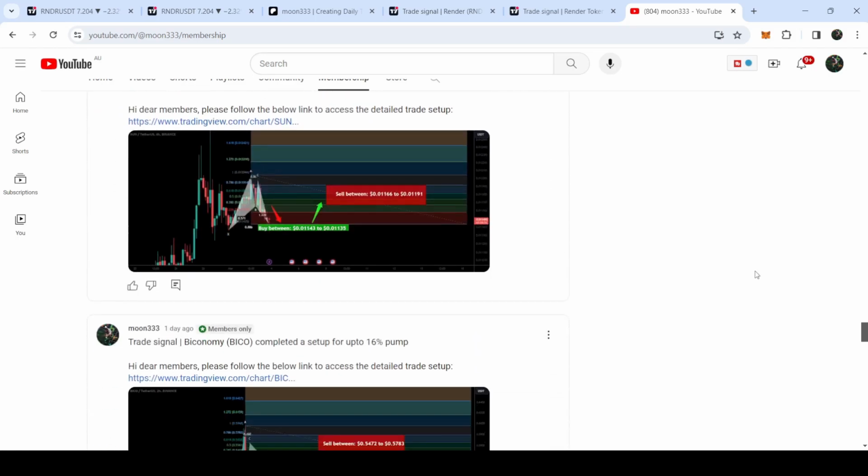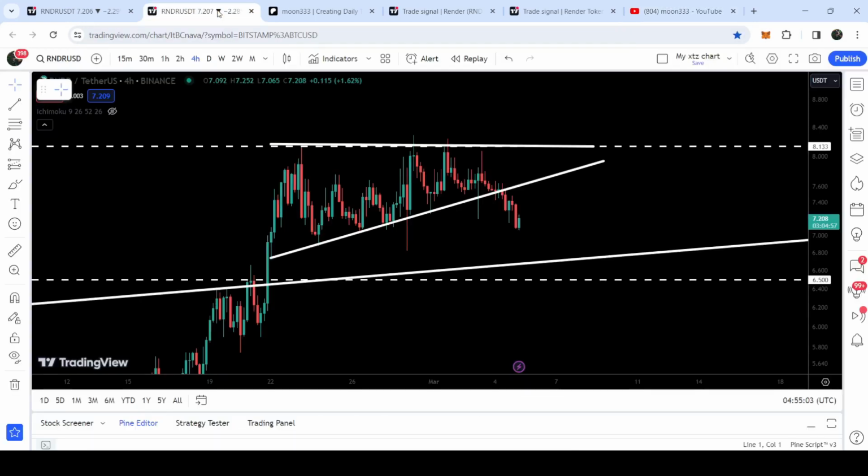Now let me take you to the live chart of Render. Recently Render has broken down this ascending triangle. You can see that since after 21st of Feb 2024, it was moving inside this ascending triangle. And you can see we were testing the support more than the resistance. That was another indication that eventually it could break down the support.